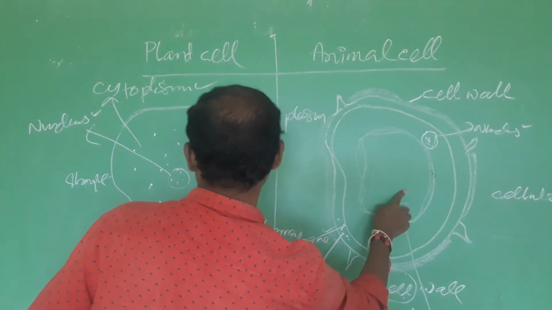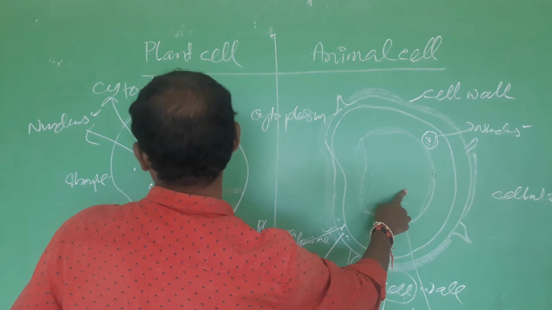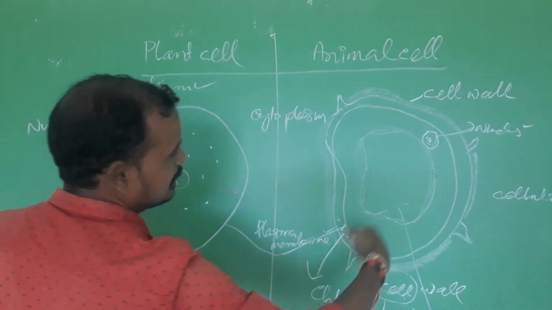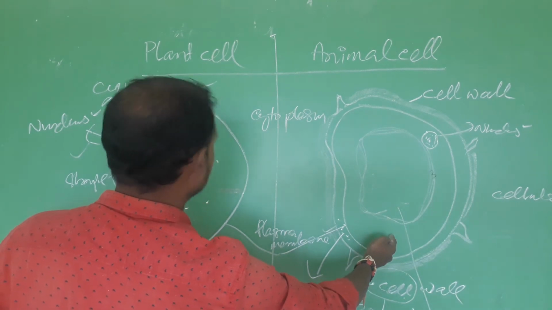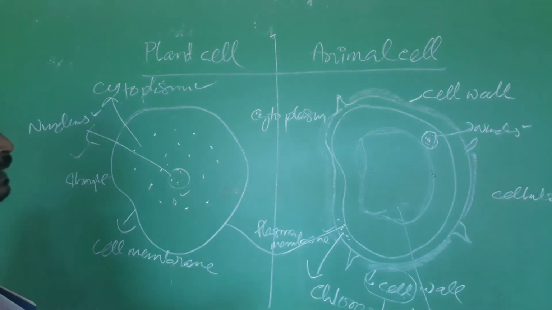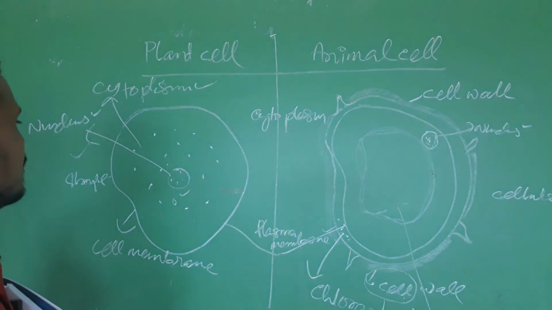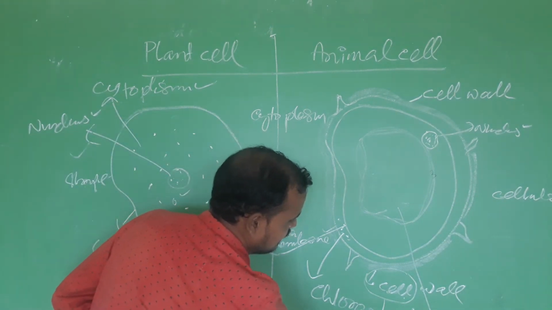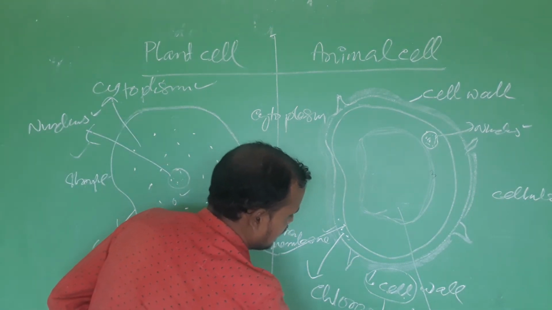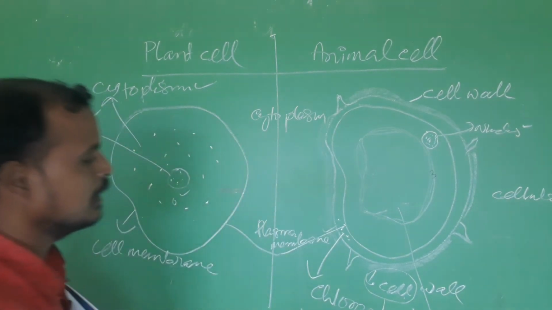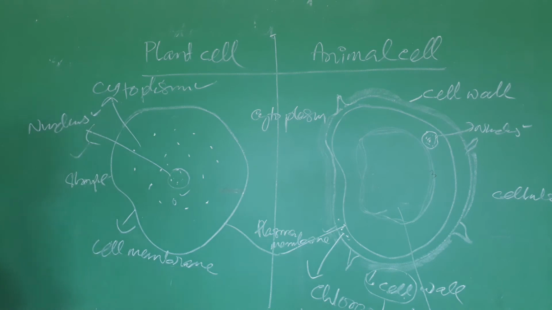This may be present in animal cell, but the size of the vacuole in plant cell is much bigger than the size of the vacuole in animal cell. In many animal cells, we do not find vacuoles. Next one is chloroplast. Okay, chloroplast is very important, and it contains green pigments which help the plant cell to take part in the process of photosynthesis.